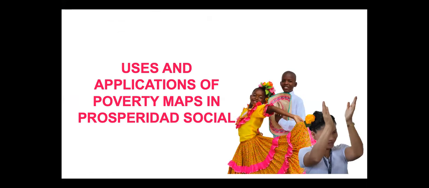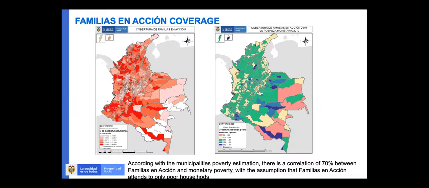That section is the uses and applications of poverty maps in Prosperidad Social. We made a comparison exercise between the families in Familias en Acción coverage in phase three and the monetary poverty incidence. We found a correlation of 70% between these variables. So actually in Colombia, we are in the recertification of households in Familias en Acción. So it's a useful result for the new targeting for the program.